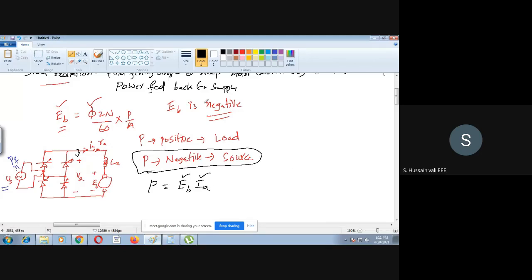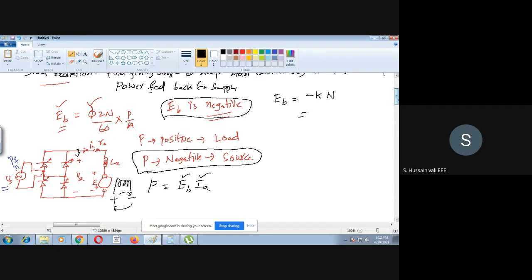In the problem, EB is negative. He himself has given that. He is interchanging the field winding, the plus and minus polarity. When he interchanges the polarity, obviously the flux becomes negative. So EB is negative, and its value is minus K into N.